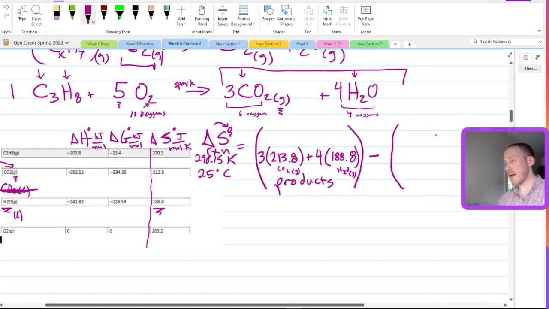And again, we had to do that stoichiometry first. Here we are for propane, gaseous propane, it's 270. We had to do the stoichiometry first to know what to put into these spots. And we're going to add that to 5. For oxygen, it's 205.2.